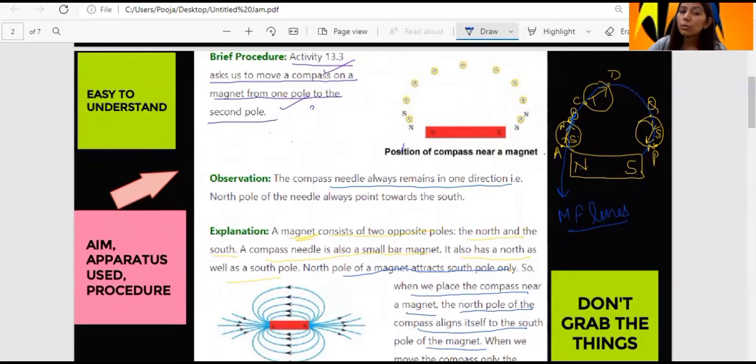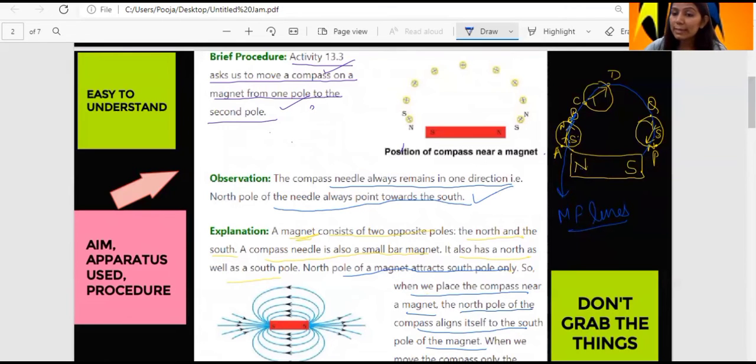That is, the north pole of the needle always points toward the south. Why is it so? Because the compass needle always behaves like a bar magnet. Therefore, it always points towards the south, meaning opposite poles are acting towards each other. So this is your activity number 13.3. I hope that I have made myself clear to you all.